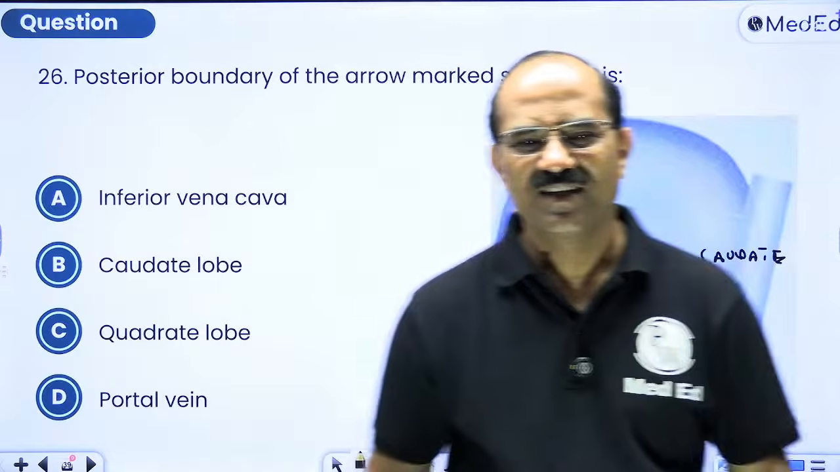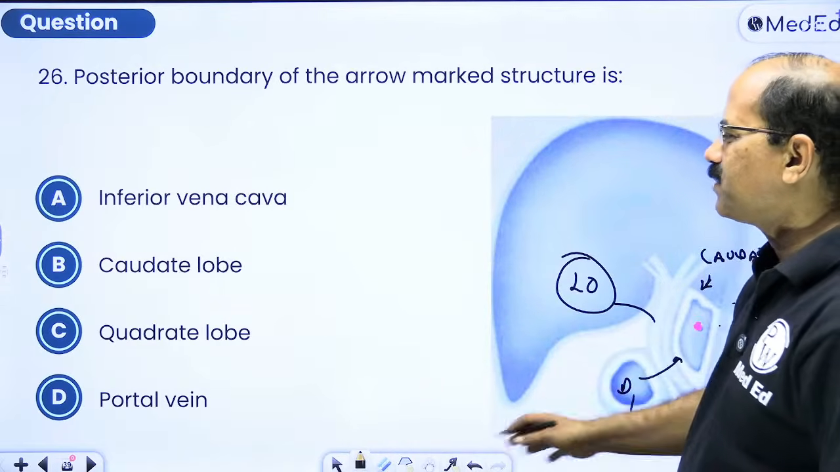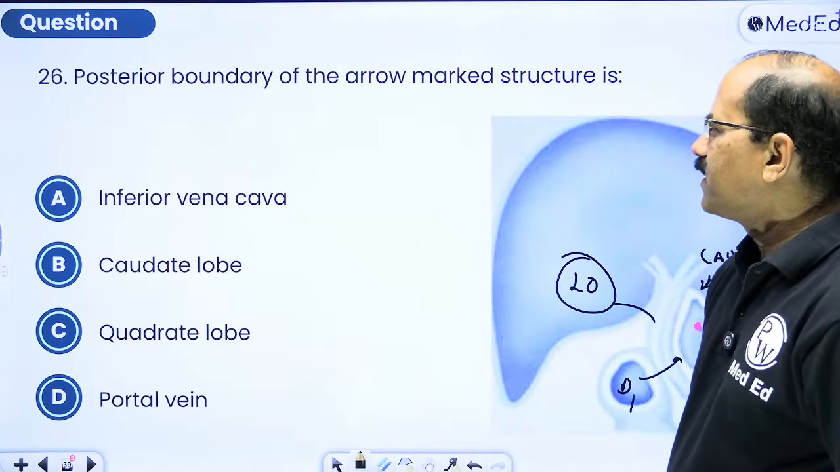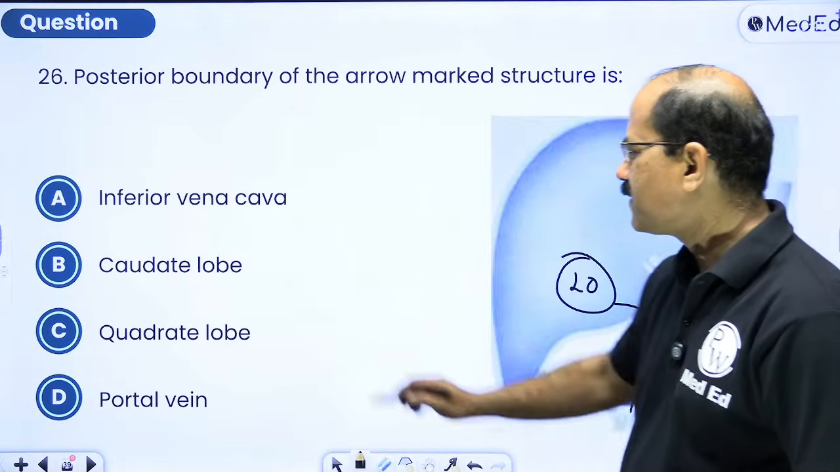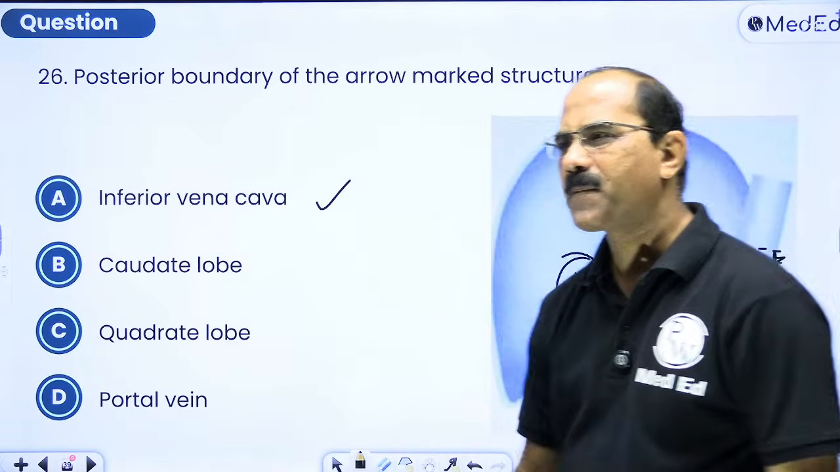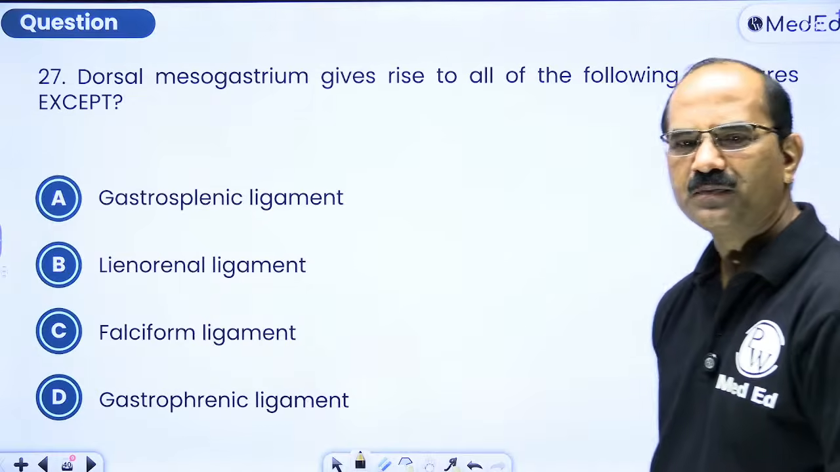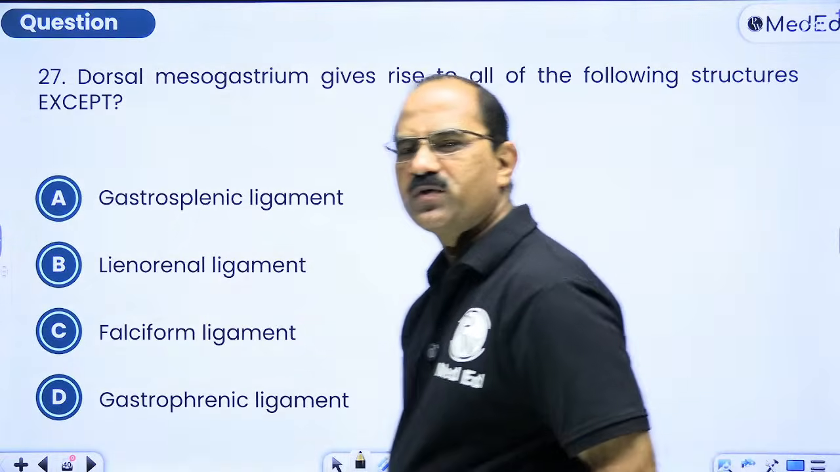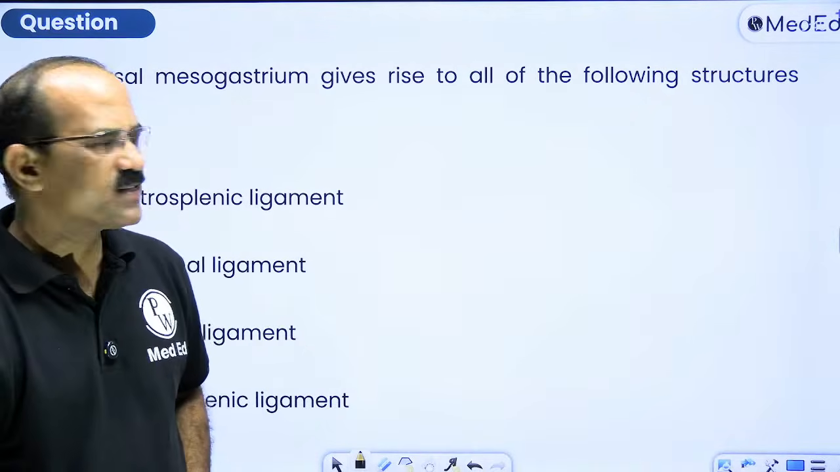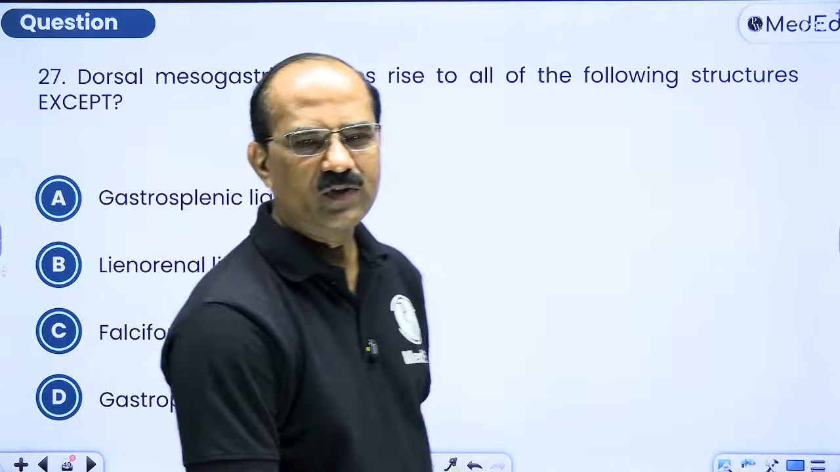Right? Just remember all this. Answer is IVC. Perfect. That was easy. Dorsal mesogastrium gives rise to all the following structures except. Can you tell me what is the answer for this?